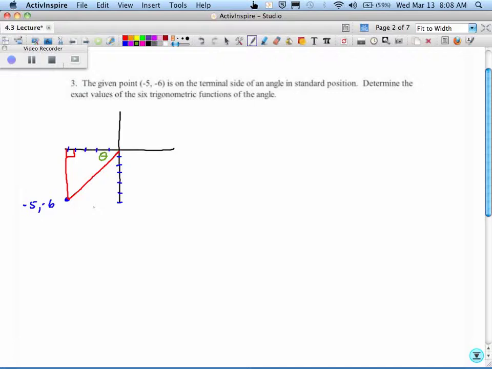Theta always sits between the x-axis and the terminal side. Theta always sits between the terminal side and the x-axis. And your perpendicular goes from the point back vertically to the x-axis. So if you're above it, you just come down to the x-axis. If you're below it, you come up.